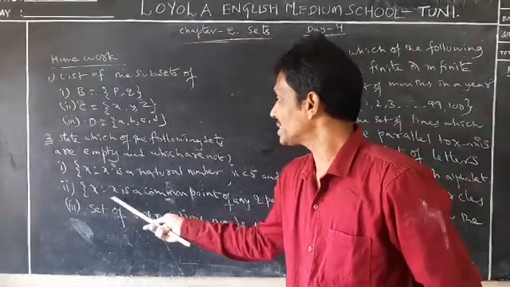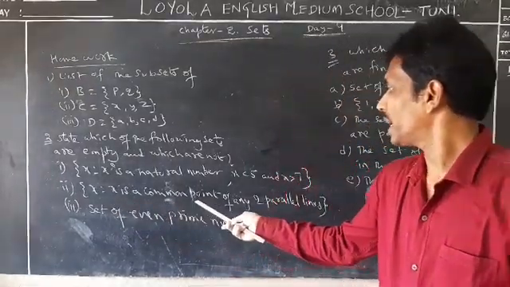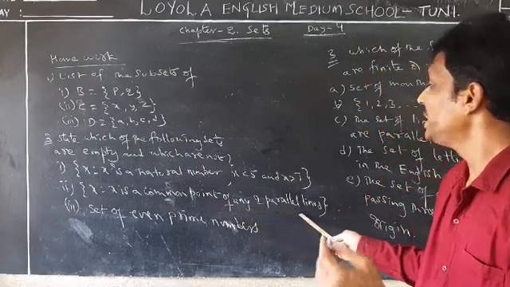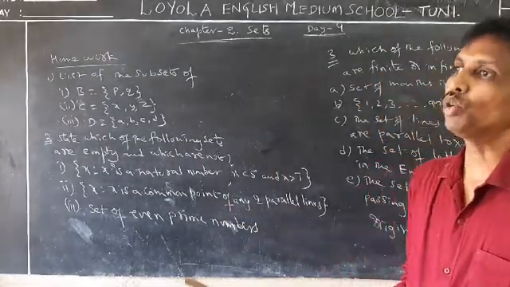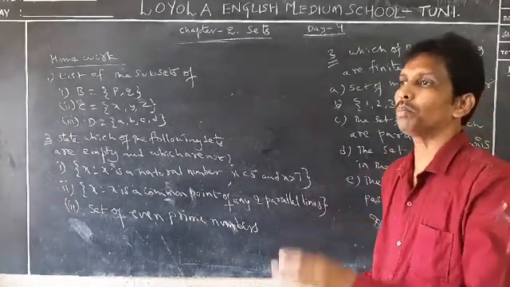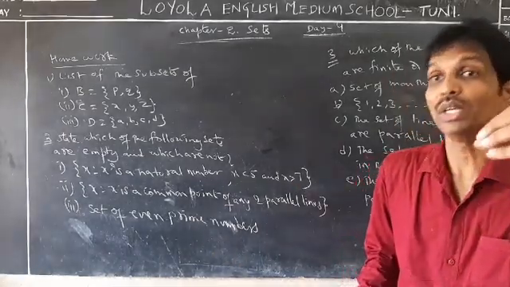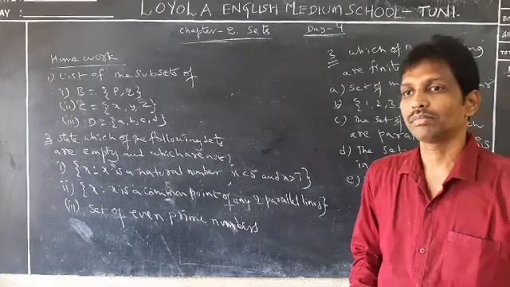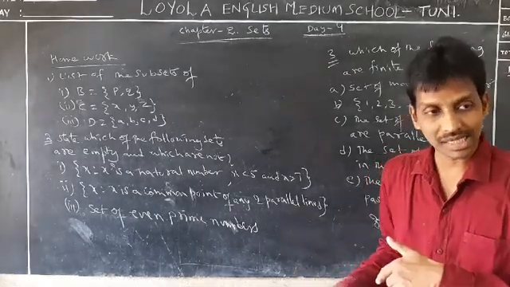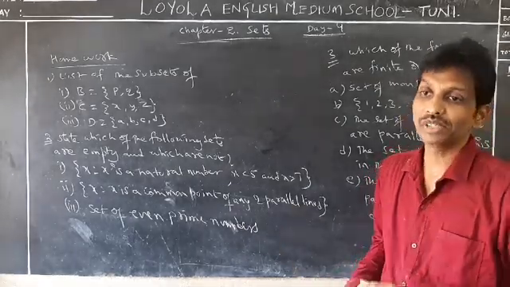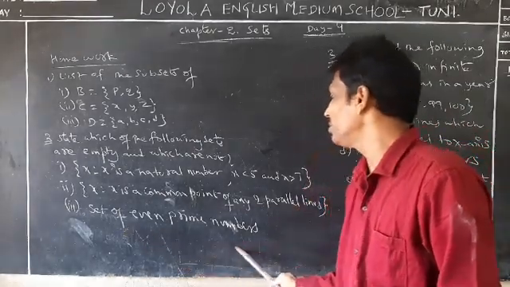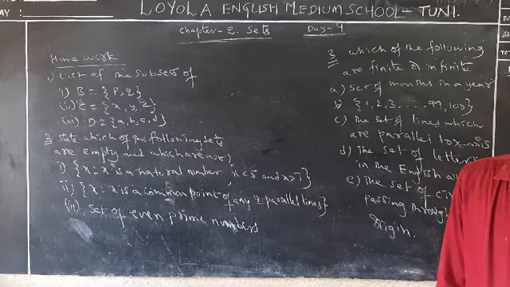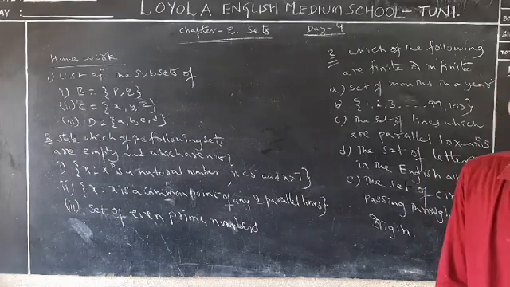Second one: X is a common point of any two parallel lines. Two parallel lines are there. Is a common point possible for two given parallel lines or not? If it is possible, you mention that. Finally, conclude whether it is an empty set or a non-empty set. And the third one is the set of even prime numbers. Write that value also.